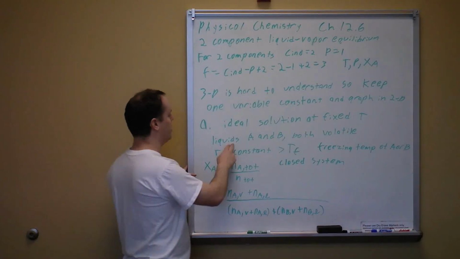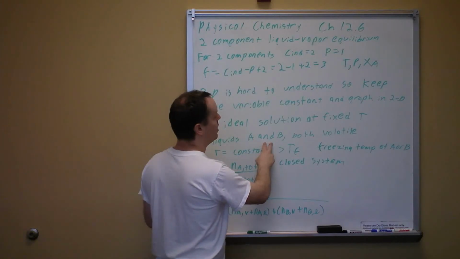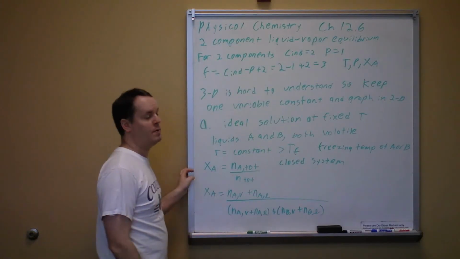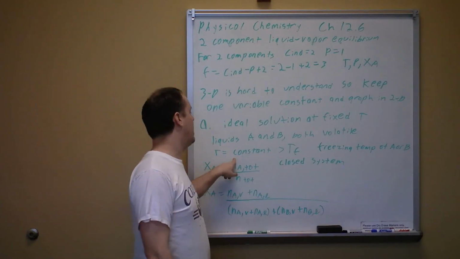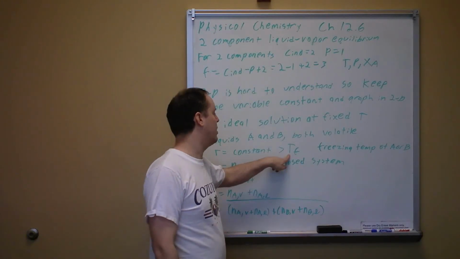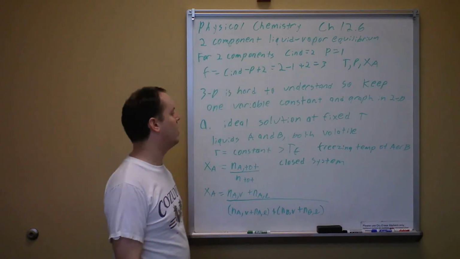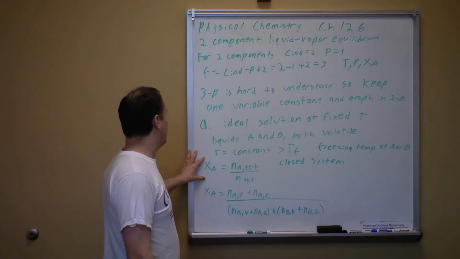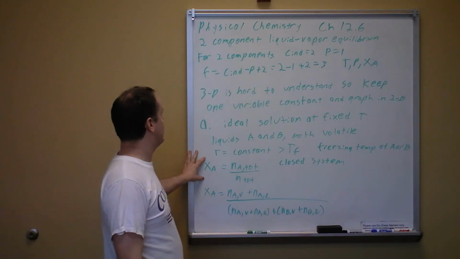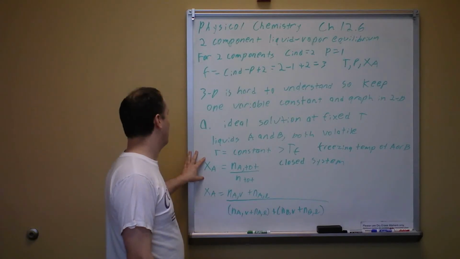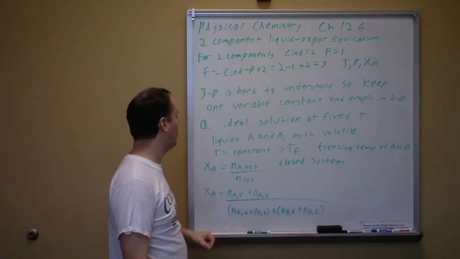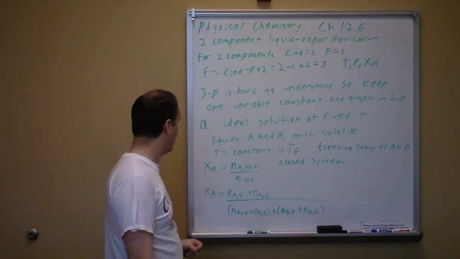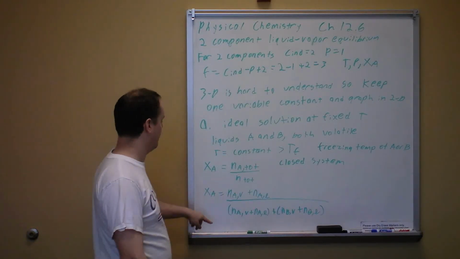So we're going to say we have liquids A and B, both volatile, which means they have vapor pressure. And we're going to have a temperature, any constant temperature, as long as it's greater than the freezing temperature of either A or B. Now the overall mole fraction in this system would be the total number of moles of A divided by the total number of moles. This is a closed system, of course. If we have an open system, we can't really do this.